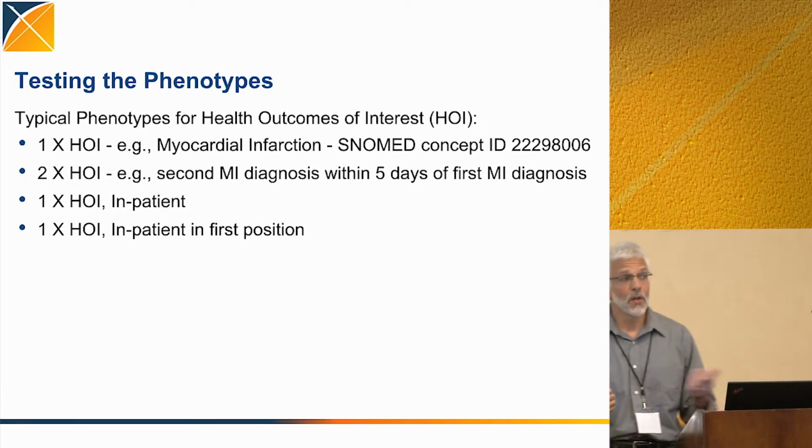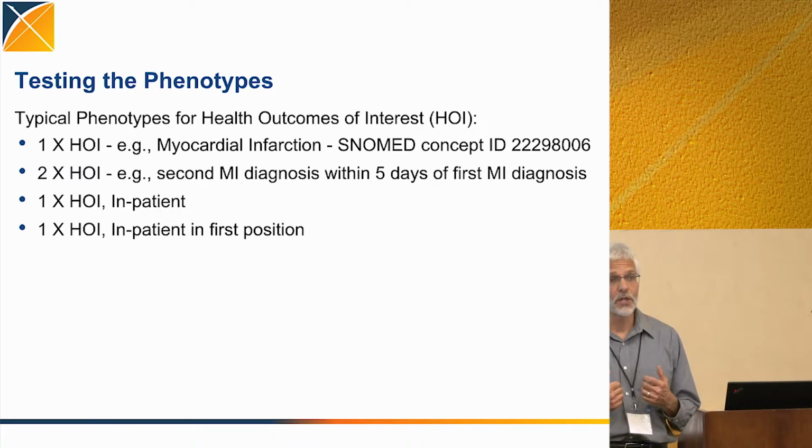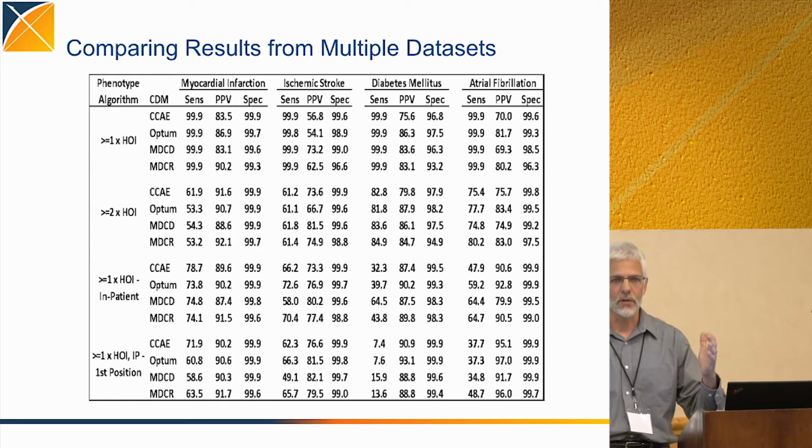You might say, as some of the studies from Rubo showed, one occurrence of the health outcome of interest, but it has to be in an inpatient setting. You trust the inpatient setting. Or one occurrence of the health outcome of interest in an inpatient setting in the first position, as that was the reason for admission. You really trust those.